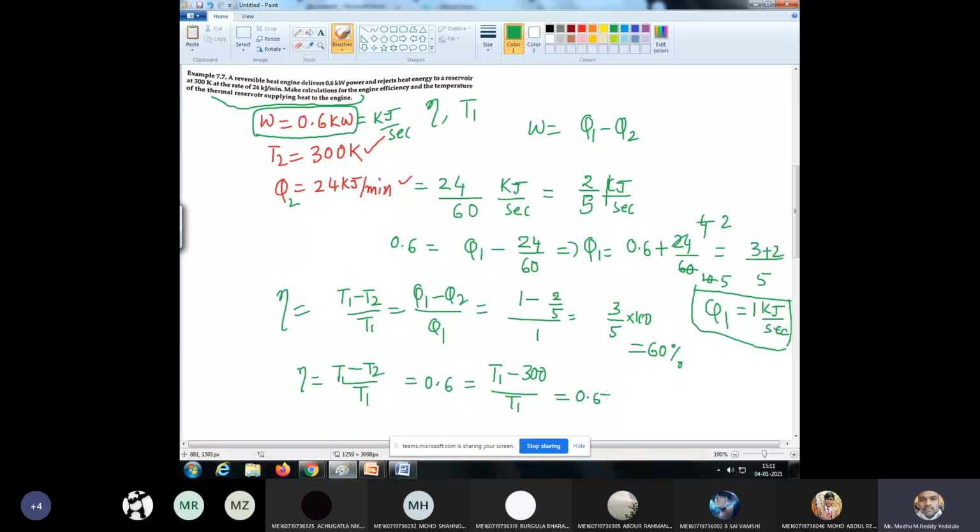So if you cross multiply, 0.6 T1 is equal to T1 minus 300. Therefore, 0.4 T1 is equal to 300. So this implies T1 is equal to 3000 by 4, which is 750 Kelvin.